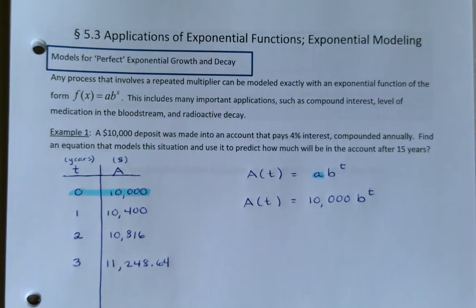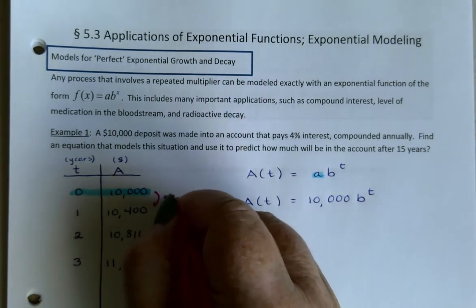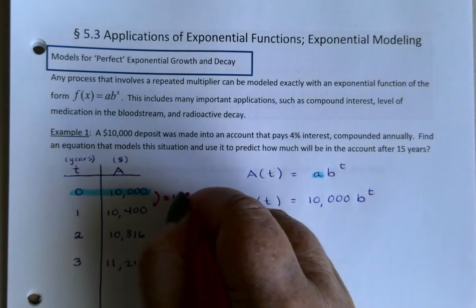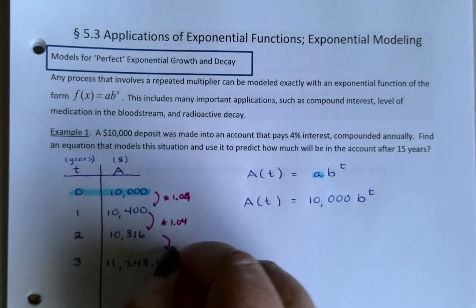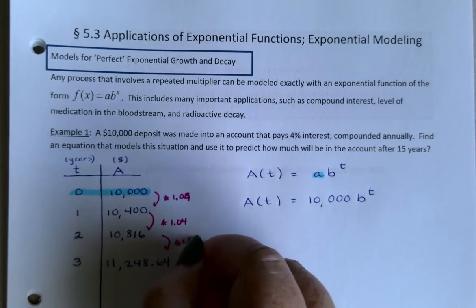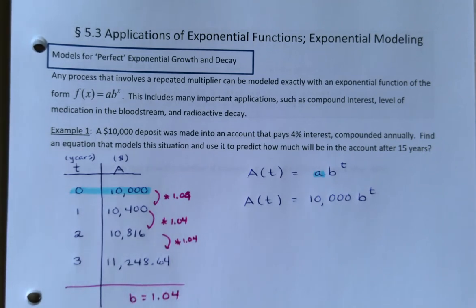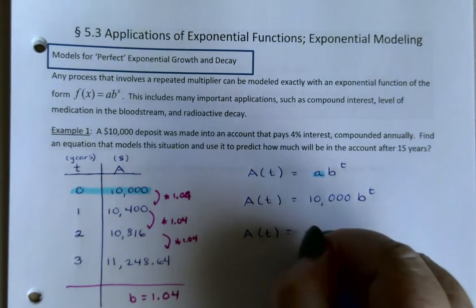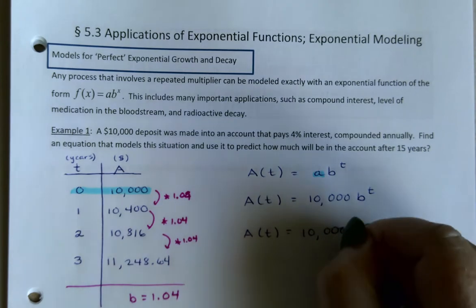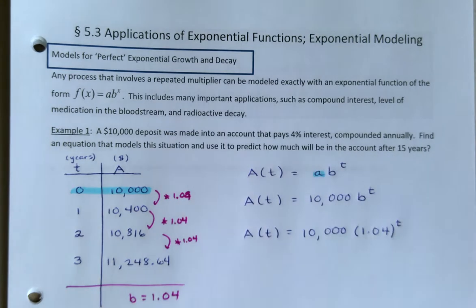So my constant multiplier here is 1.04. Oops, not 5, 4. And that means that my base is 1.04. So I can write my function as 10,000 times 1.04 to the t power.